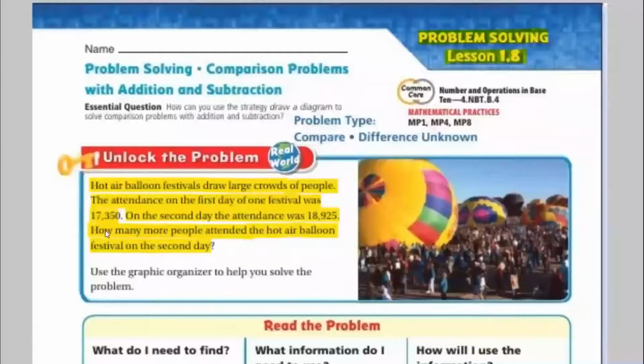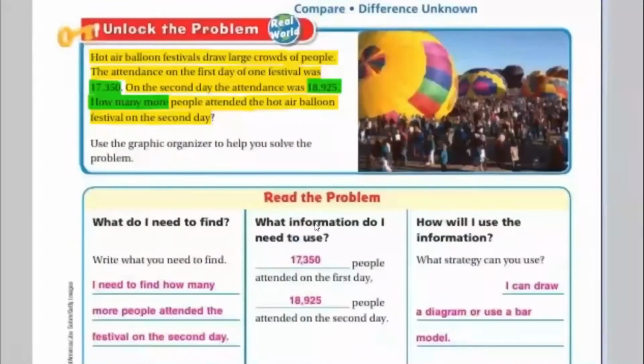So you have to pay attention to this question. How many more? If you see this question, we're gonna subtract these two numbers, 17,350 and 18,925. Of course, we start with the big number in subtraction, right? Okay, let's see how we can solve this story problem.